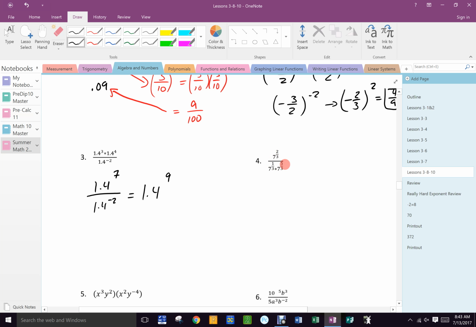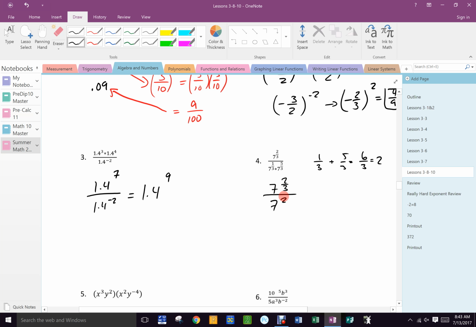What about this one? Looks scary. Is it? Why? Because it's got fractions. Fractions hurt my brain. But they're not. Are they all the same base? And so on the bottom here, what do I do with 1/3 and 5/3? Add them. What is 1/3 plus 5/3? 6/3. 6 divided by 3 is 2, isn't it? So I had 7 2/3 over 7 squared. What math do I do there?